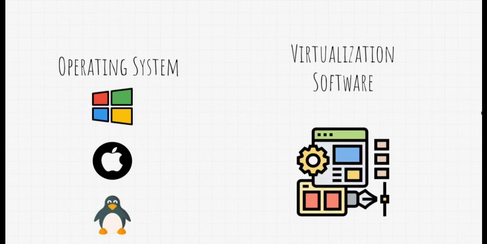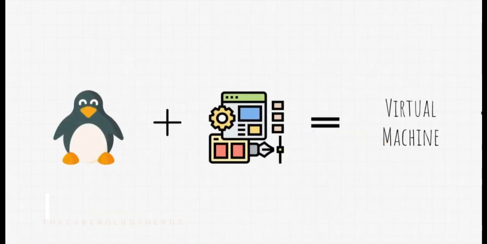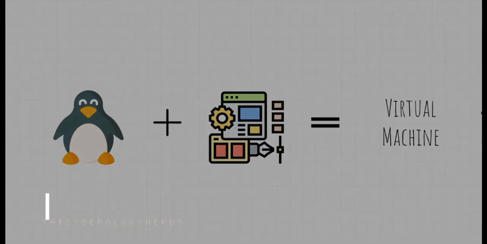Now what is that? Even though it sounds harsh, virtualization software is essentially a program that will allow our physical machine to lend hardware components to our virtual machine. Or we can also define it as a program that will allow us to run multiple operating systems on a single host. So, with these 2, we can create our virtual machine, and in the next few lectures, we're going to see exactly how we can do that.